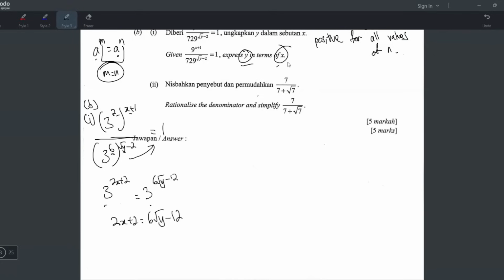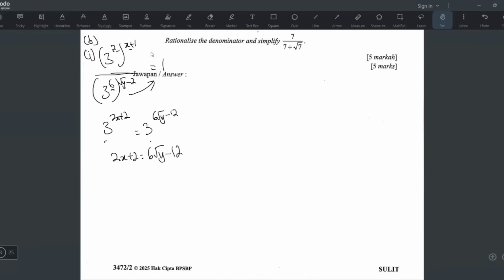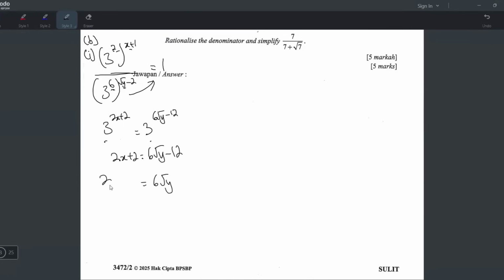Okay, the question asks for y in terms of x. It means y must be single. So y must be single. So y single, minus 12 goes across. So 2x plus 2 plus 12 is 2x plus 14. Y single, move the 6. So it becomes 2x plus 14 divide 6.